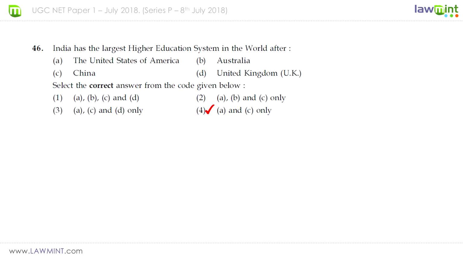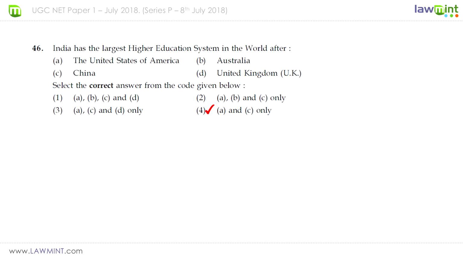Question number 46 talks about which are the countries which are ahead of India in having the largest higher education system in the world. Now, the correct answer is option 4, that is A and C only. That is, the United States of America is the world leader in having the largest HES, and China is placed at number 2, and India is ranked at number 3.